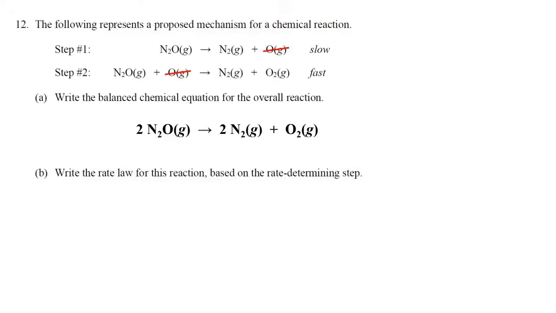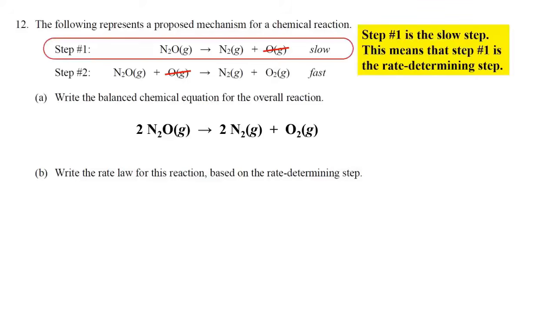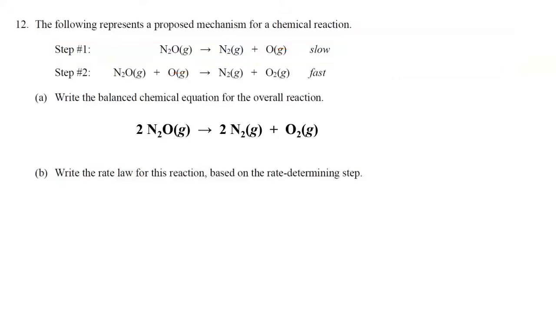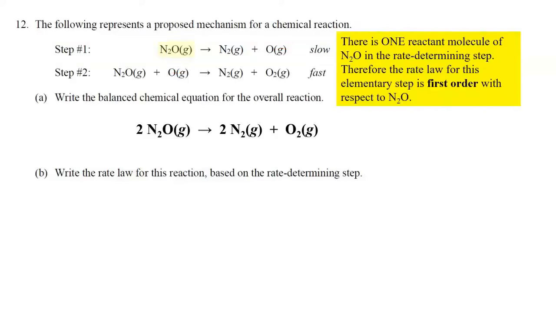Now, let me focus my attention for part B on the slow rate determining step. So step 1 is the slow step, which means that step 1 is the rate determining step. And what I see in terms of counting the molecules is simply there's only one reactant molecule. There's one reactant molecule of N2O in that slow rate determining step. So my rate law would simply be first order with respect to that chemical. Rate equals K times the concentration of N2O to the first power, and that's it.